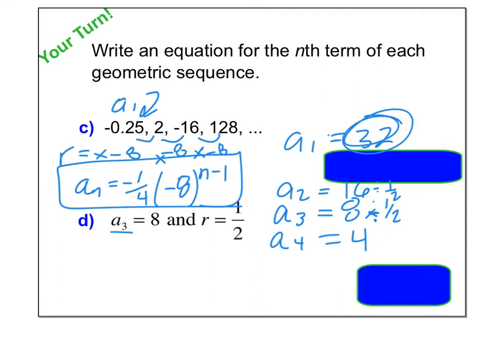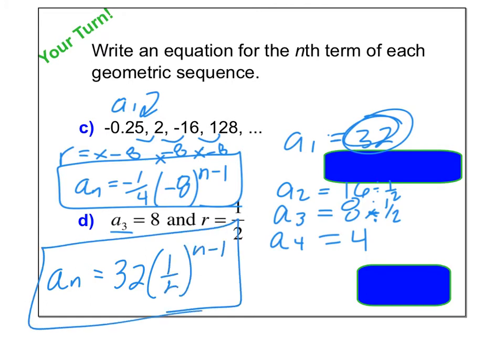Now that I know a sub 1 and I was given r, I can put together my nth term equation. For the nth term, it's 32 times the ratio of 1/2 to the n minus 1 power.